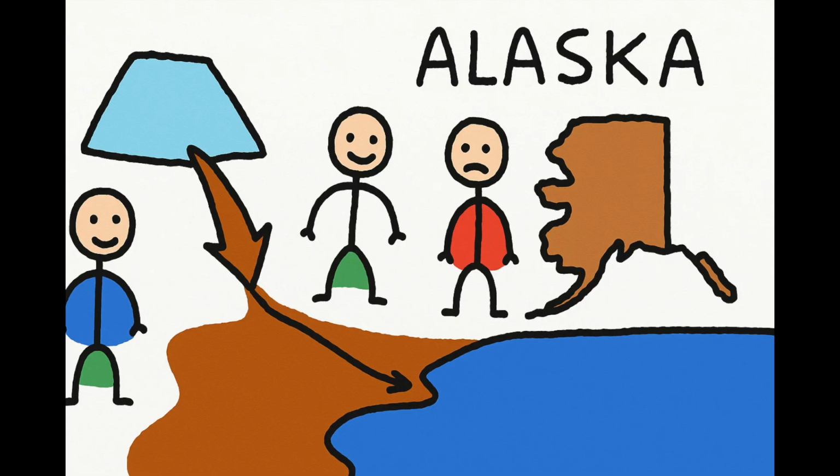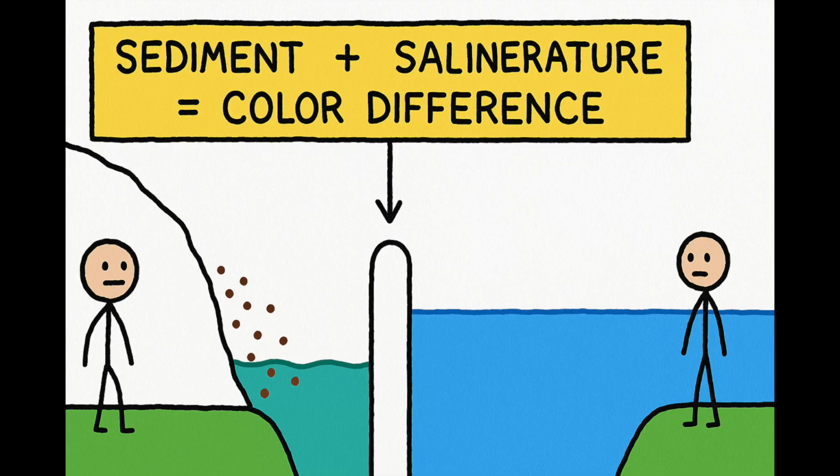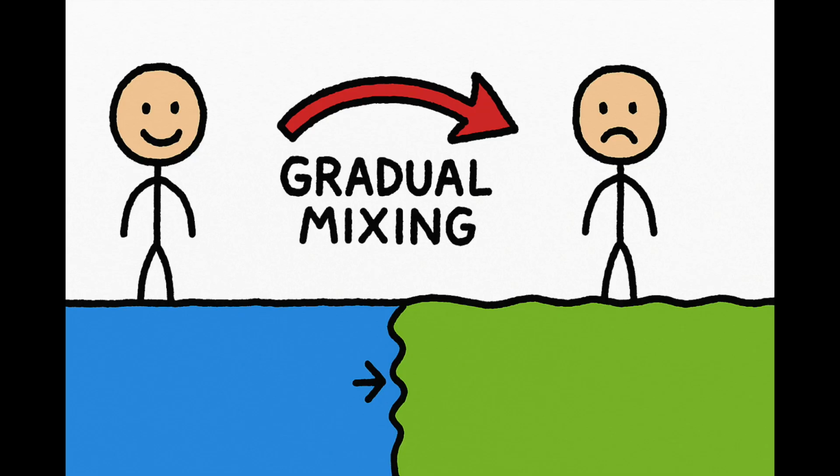One of the most widely shared examples online shows glacial runoff entering the Gulf of Alaska. The striking color difference comes from fine sediment carried by glaciers, difference in salinity, and the difference in temperature. These waters are already mixing, but the process is gradual enough that a visible boundary remains.